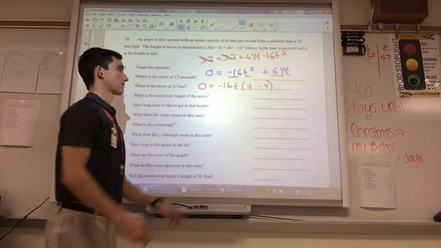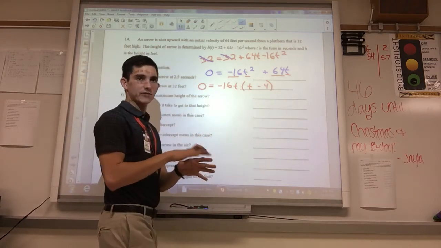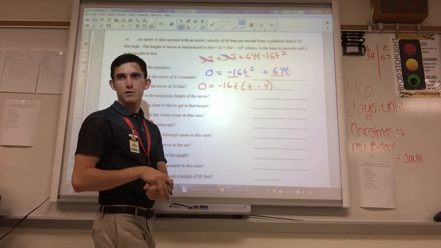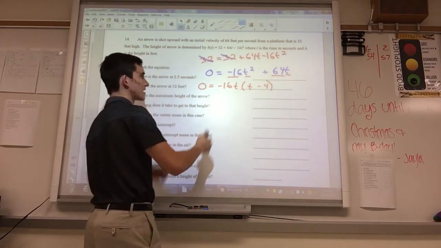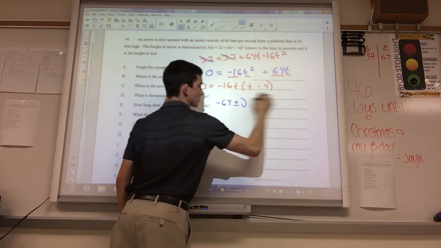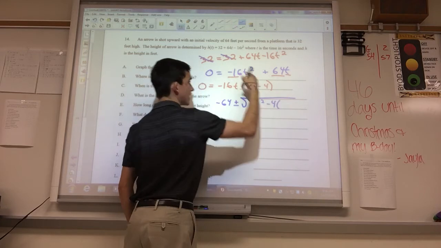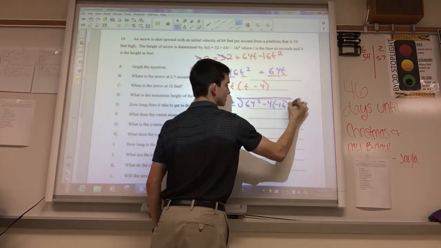Quadratic formula. So look, if I was using the quadratic formula, I'll set it up. I'm not going to solve it. You guys should have the confidence in yourselves to solve the quadratic formula now, right? Here's the setup, though. Negative b, negative 64, plus or minus the square root of b squared, 64 squared, minus 4 times a, negative 16, times c.